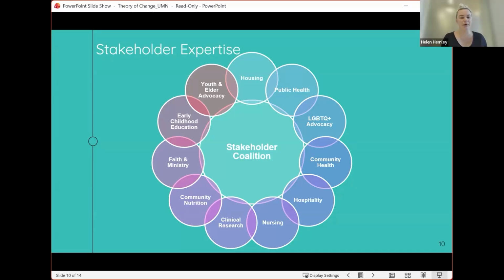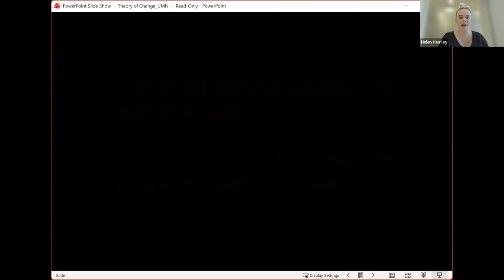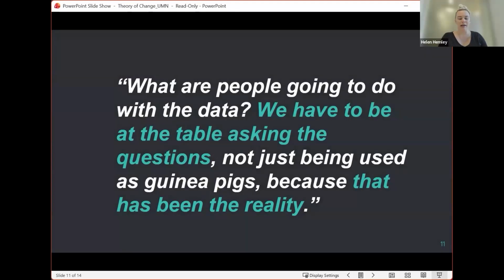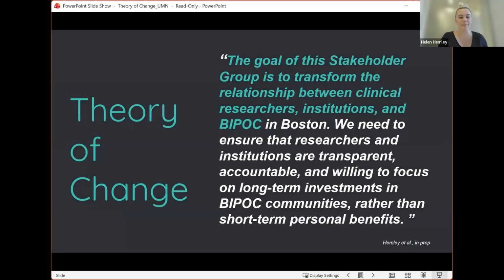So we have people who have a background in faith and ministry, from education, from elder advocacy, from housing and public health, and more, really coming together and talking about these issues at the community level and how we can leverage their results later down the road. And that is to make sure that the community is there at the table, asking the questions, building the research, and building that framework that the researchers themselves can then leverage with community.